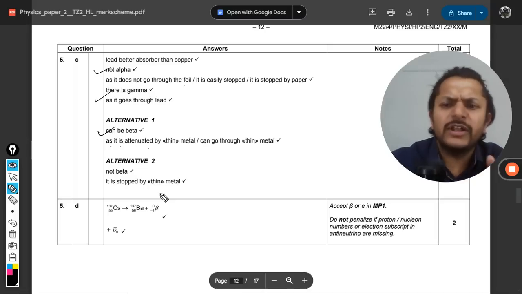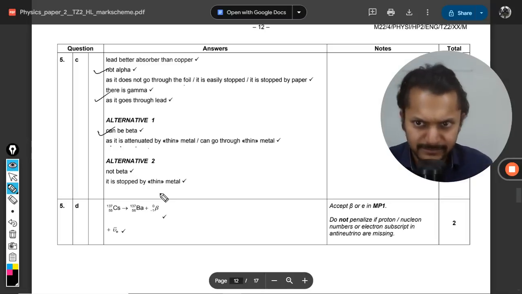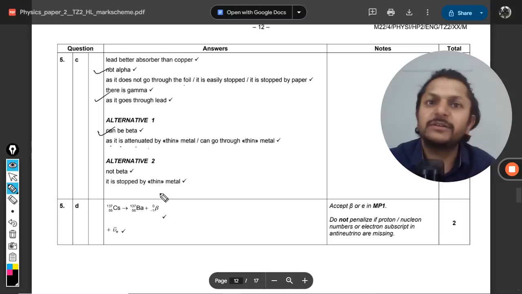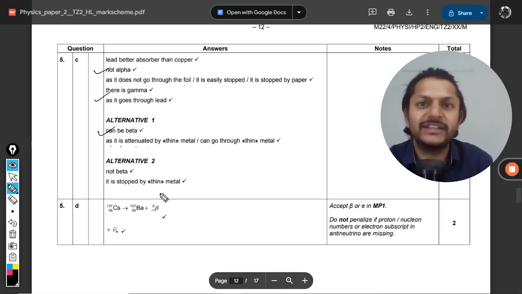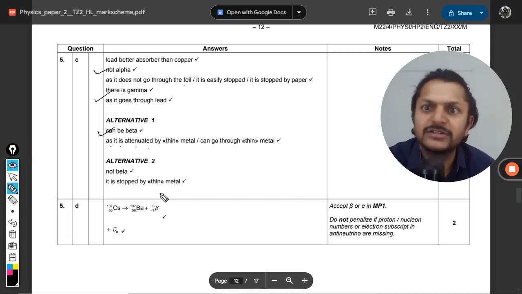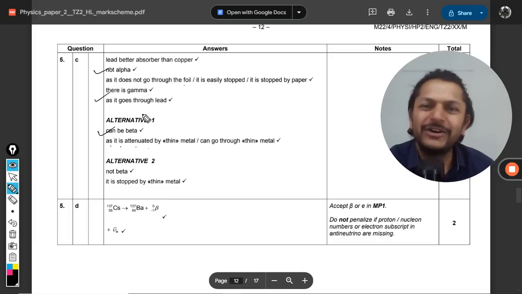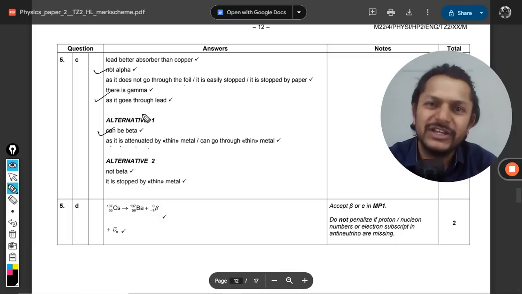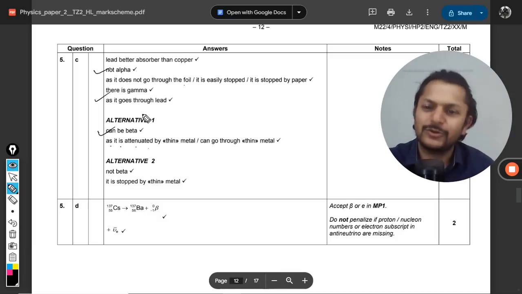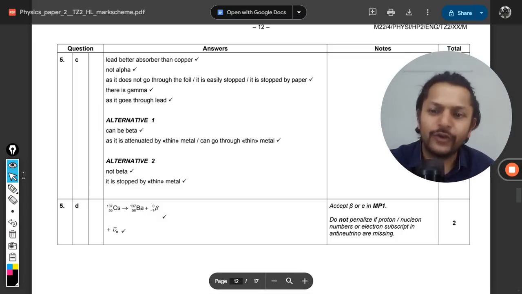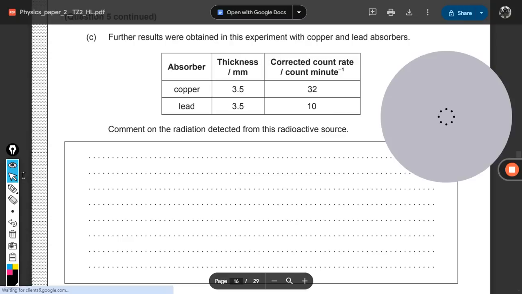You can give any answer there. It means you can say that yes, it is beta, you will get marks. If you say that it is not beta, even then you get marks. Okay, so accordingly, these are theoretical questions, you see. So the answers vary. So don't worry about that. Let us now go for the next question and see what is there in 5D.